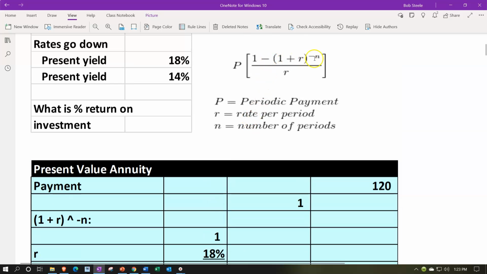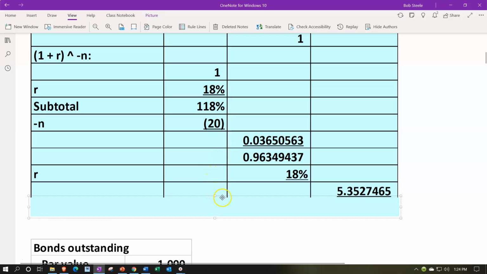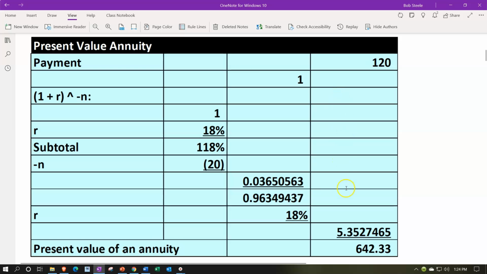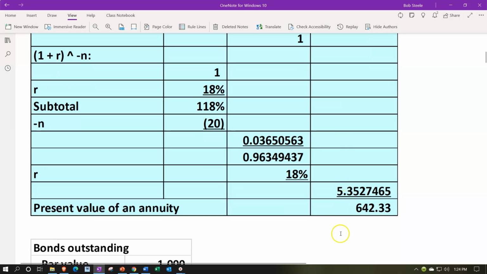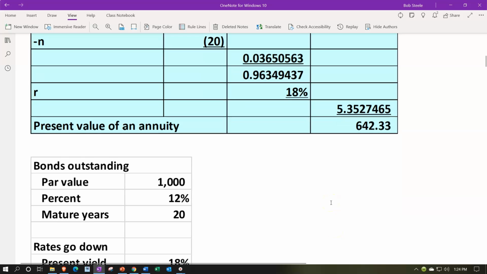That's the num, or the numerator. Taking that divided by the denom, or the denominator, R, 18%, market rate, 18%. The num divided by the denom is going to give us that 0.963 and so on, divided by the 18. The 5.3527465. And then finally, P times that 5 point so on will give us the price of the annuity, the 642.33. So that's going to be the annuity amount of the price.